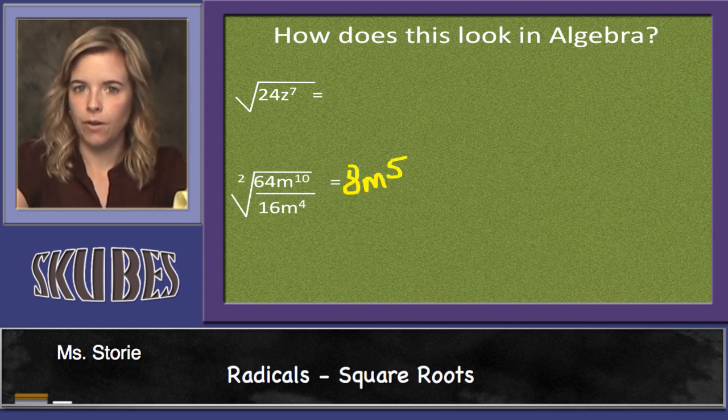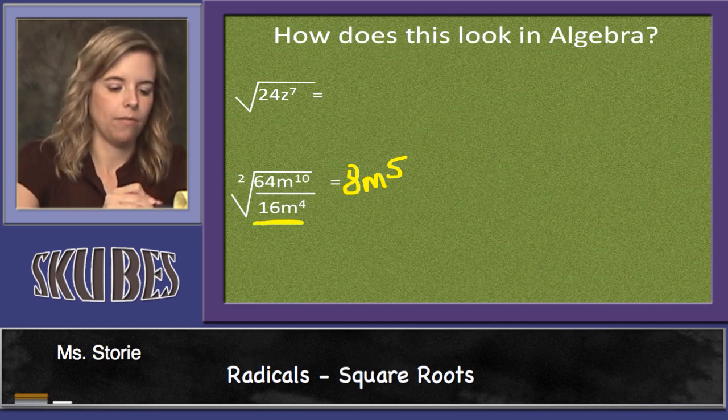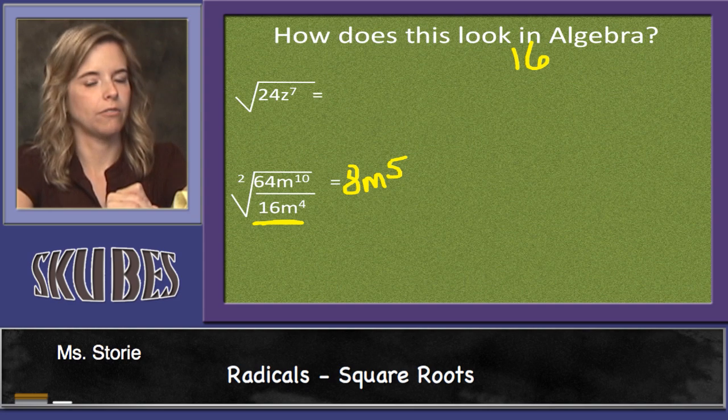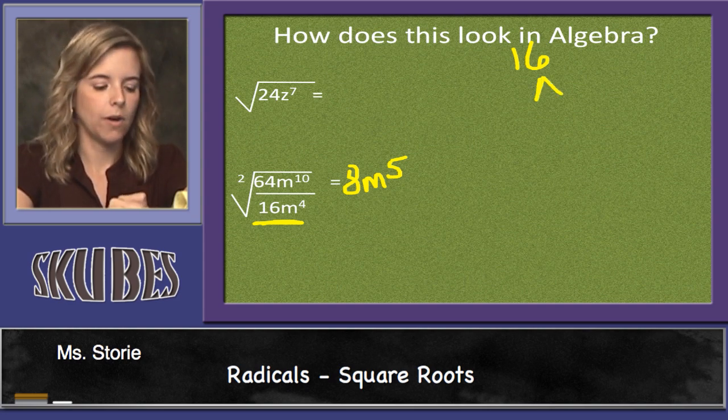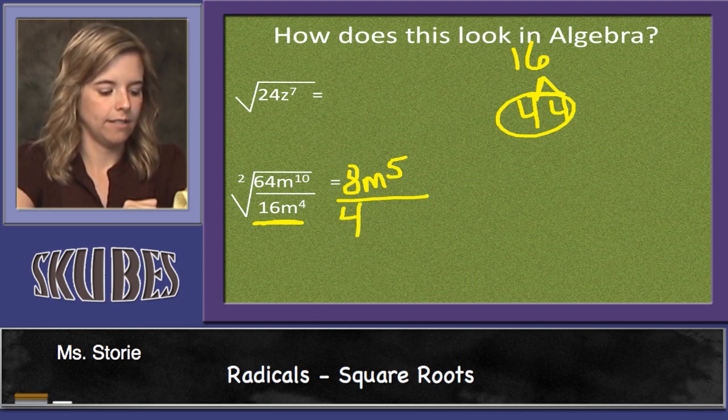Nobody was left over, so we don't have a radical sign. Now let's break down 16m to the 4th. 16 should look like a very familiar number. That's a perfect square. It's 4 times 4. I have a pair. I can take them out. So that's the denominator, and it stays there.